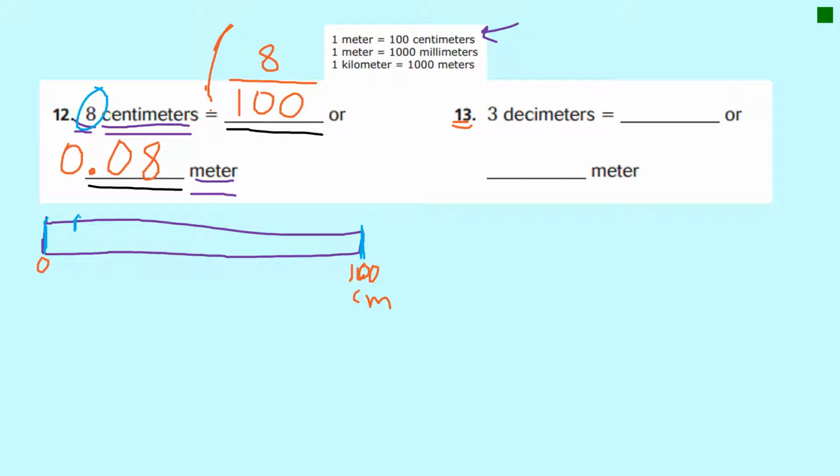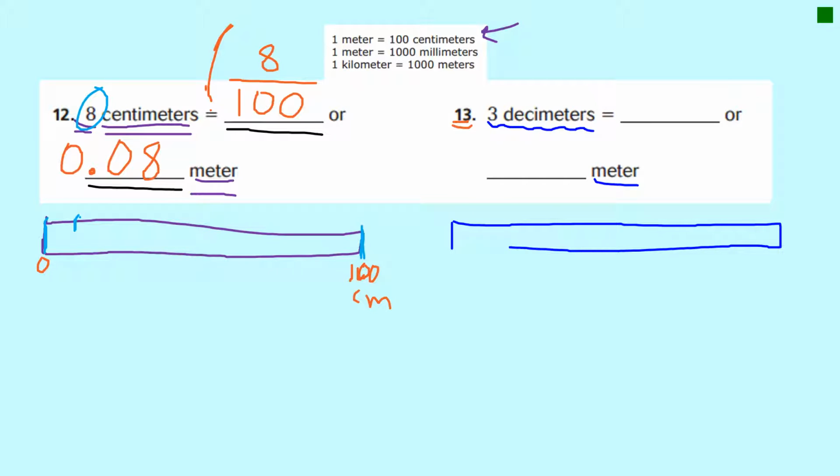All right, let's see number 13 here. 3 decimeters equals blank or blank meter. Okay, so once again, we have to think about a meter, but not as centimeters compared to meters, but decimeters. So remember, we have our meter stick, stretch your arms out, right? Palm to palm, wrist to wrist, something like that. That's just a good estimate. And then remember, the decimeter is like your hand.